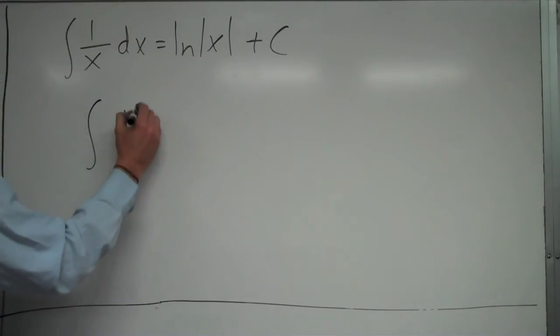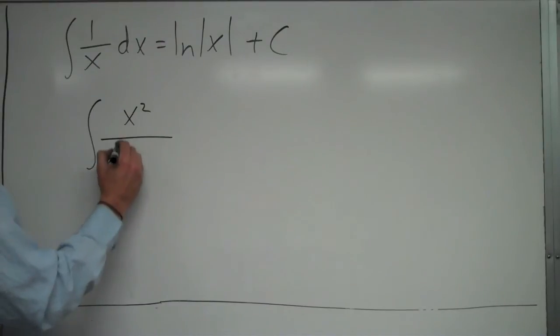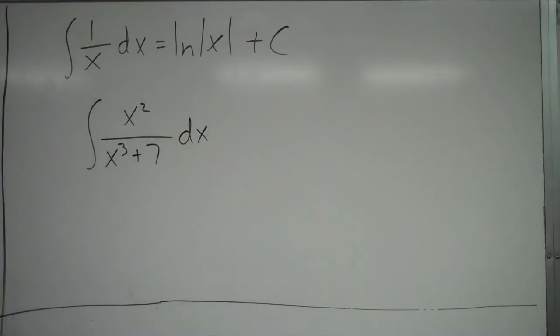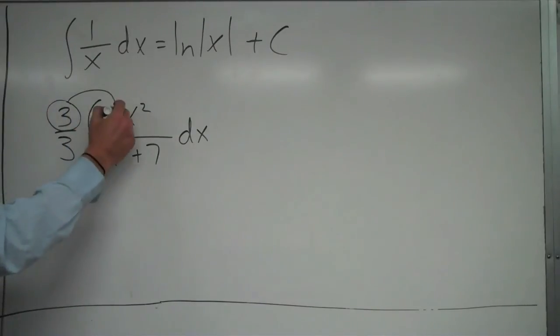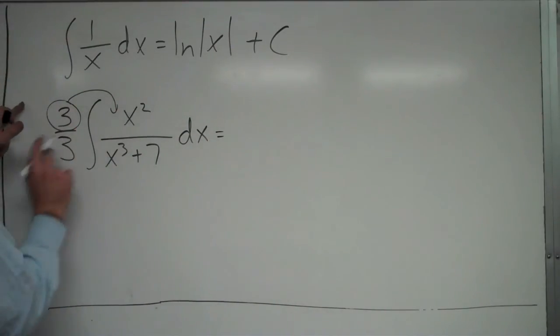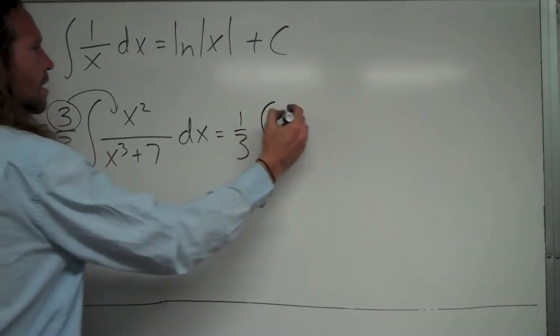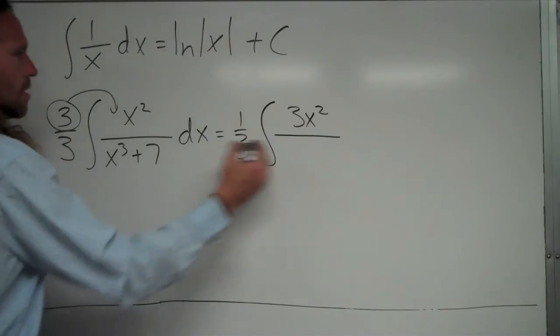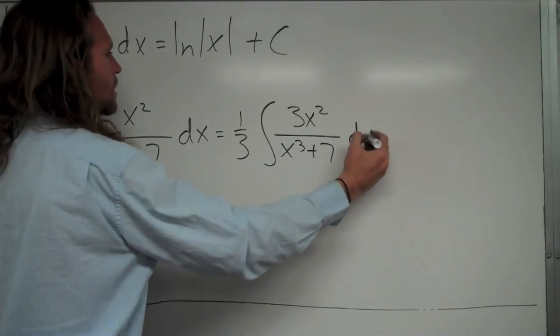How about something like this. I notice that the derivative of the bottom is 3x squared. So the top is only off by a constant, only off by 3. That's it. Again, it's not off by x's at all, it's only off by a constant. So what I want the top to be is 3x squared so I can apply this rule. I'm going to multiply by 3 over 3 on the outside, because again, that's just multiplying by 1. And I'm going to bring this inside so on the outside I'll be left with the 1/3 integral of 3x squared over x cubed plus 7 dx.